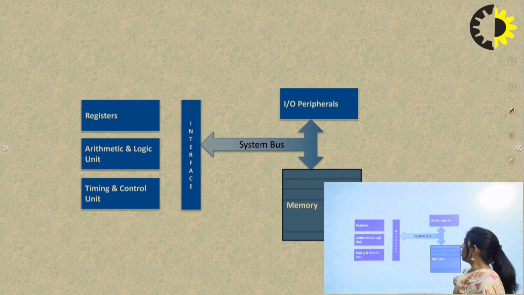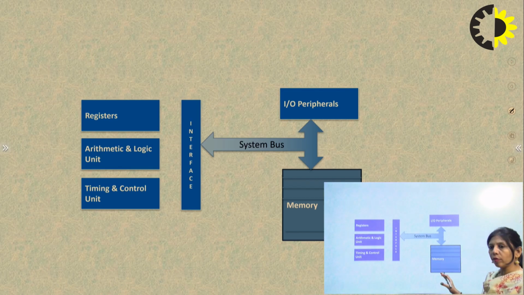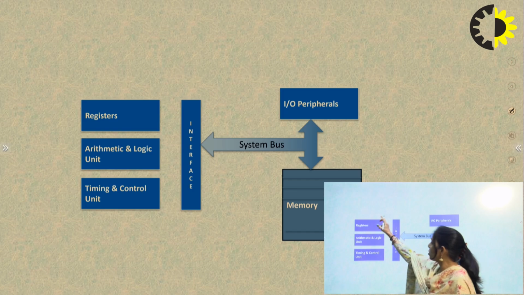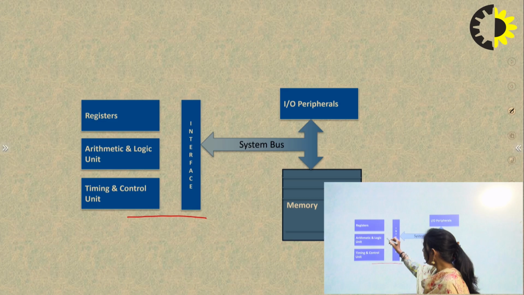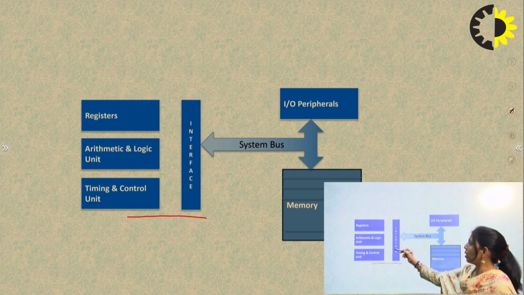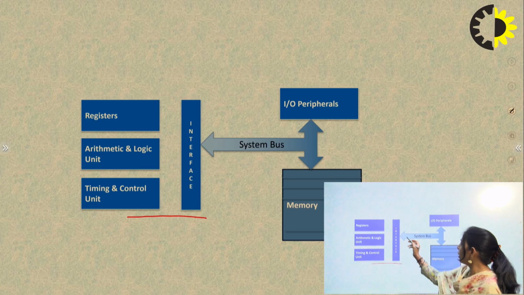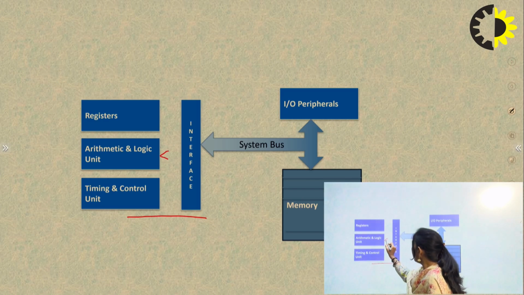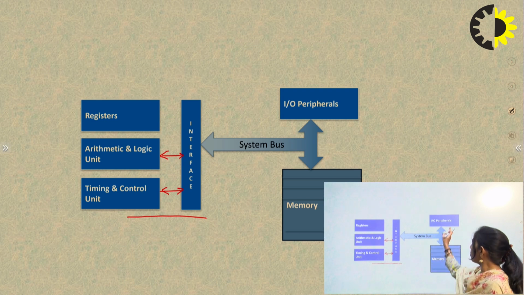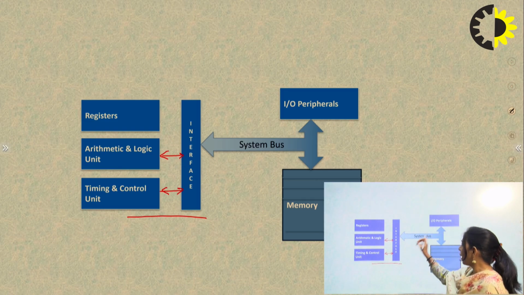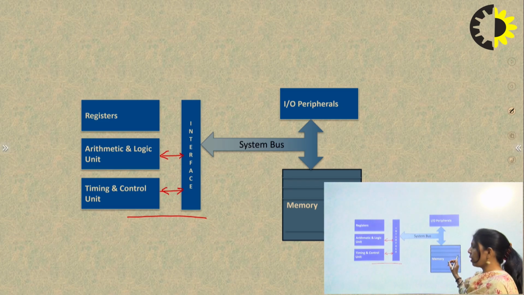So this is the way our system interacts. This is the part of the CPU, and the CPU has the registers, the ALU, the timing and the control unit. Via this interface, the internal buses are there, and via the system bus, all are connected to each other. The input-output peripherals can give the input directly, or they can directly use the memory by direct memory access.